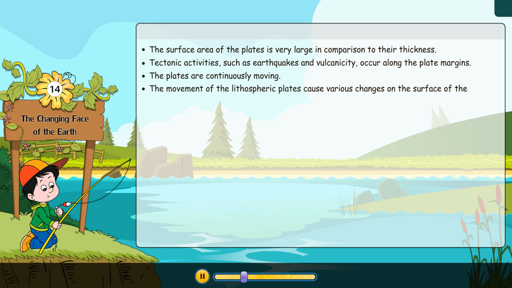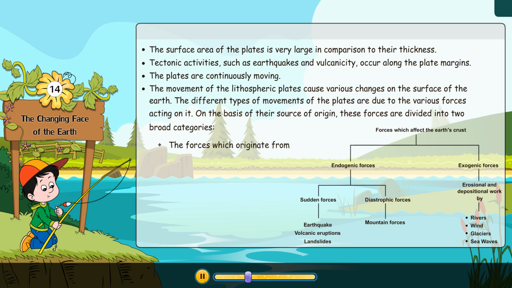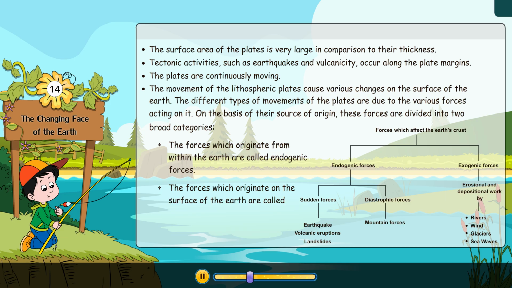The movement of the lithospheric plates cause various changes on the surface of the Earth. The different types of movements of the plates are due to the various forces acting on it. On the basis of their source of origin, these forces are divided into 2 broad categories. The forces which originate from within the Earth are called endogenic forces. The forces which originate on the surface of the Earth are called exogenic forces.